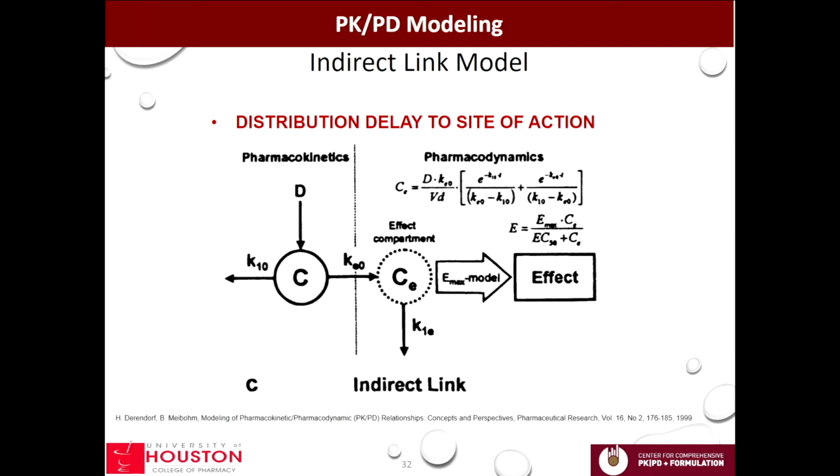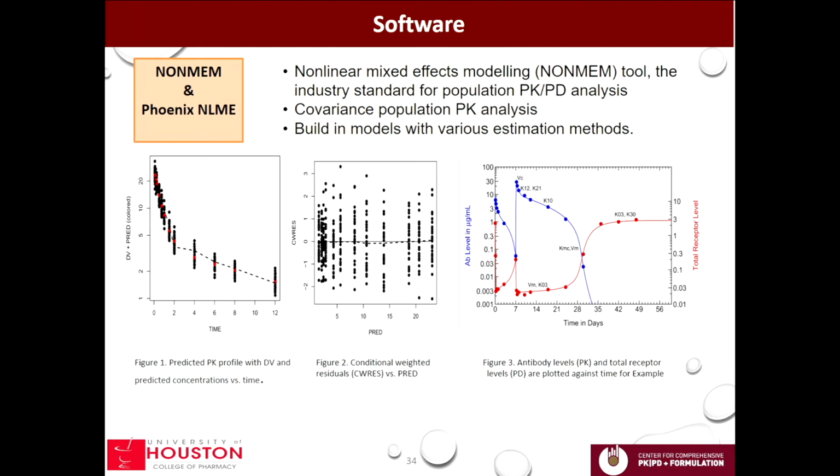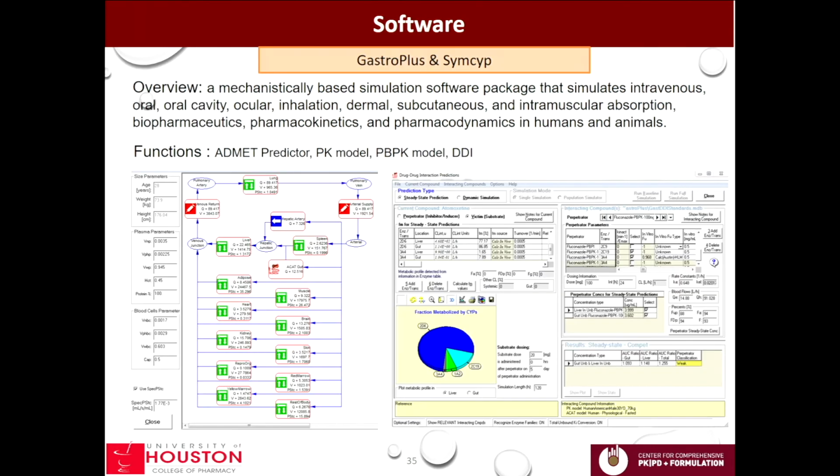And that's a more complicated indirect model that shows the distribution delay to the site. So that's indirect effect. Those software have the capability to do all this. And this just showing that some of the PD have a baseline measurement. That's a full sigmoidal Emax model. And some of them, they don't have one to begin with. That's a fractional model. And it's just showing that we have those software that can handle all this PK/PD. And just show you a few. This one, you don't have that.